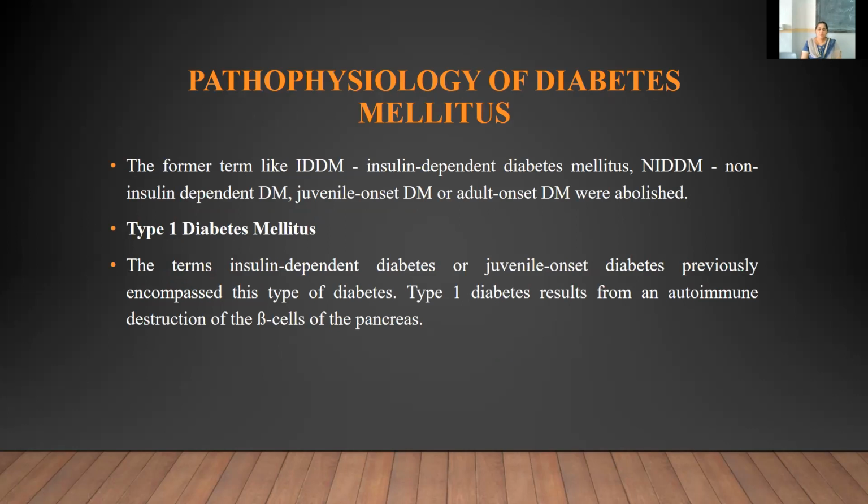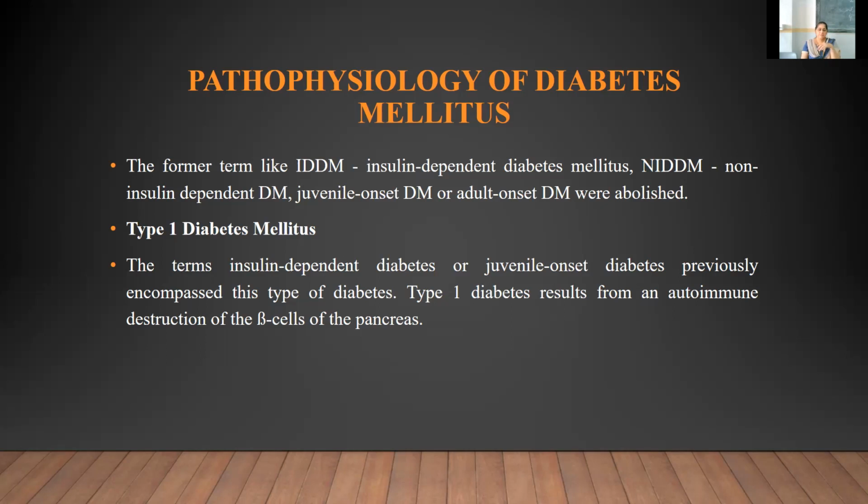Coming to the pathophysiology of diabetes mellitus, the former term, during our text when we were studying, used to be insulin-dependent diabetes mellitus, which is your type 1 diabetes, and non-insulin dependent diabetes mellitus is what is called type 2 diabetes. Juvenile onset diabetes mellitus or adult onset diabetes mellitus, these were abolished now. So remember, it is called type 1 and type 2 diabetes now. Earlier, type 1 diabetes was called insulin-dependent diabetes mellitus or juvenile onset diabetes mellitus because it is seen in the young. Type 2 diabetes is the one which develops at a later stage. It was called non-insulin dependent diabetes mellitus or adult onset diabetes mellitus.